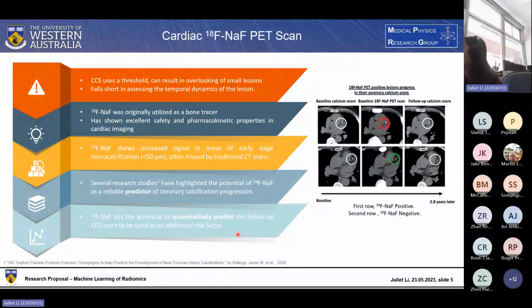This image showing on the screen right now shows how sodium fluoride can predict calcium progression. The two rows are two patients, and the first column is the baseline CT scan, and we can see the two patients have a similar level of calcification at their baseline CT. The second column is the baseline PET. You can see one patient has a higher PET uptake at the lesion compared with the other patient. And the third column is the follow-up CT. We can see the patient with higher PET uptake had much higher calcification progression in their coronary arteries compared with the one with less PET uptake.